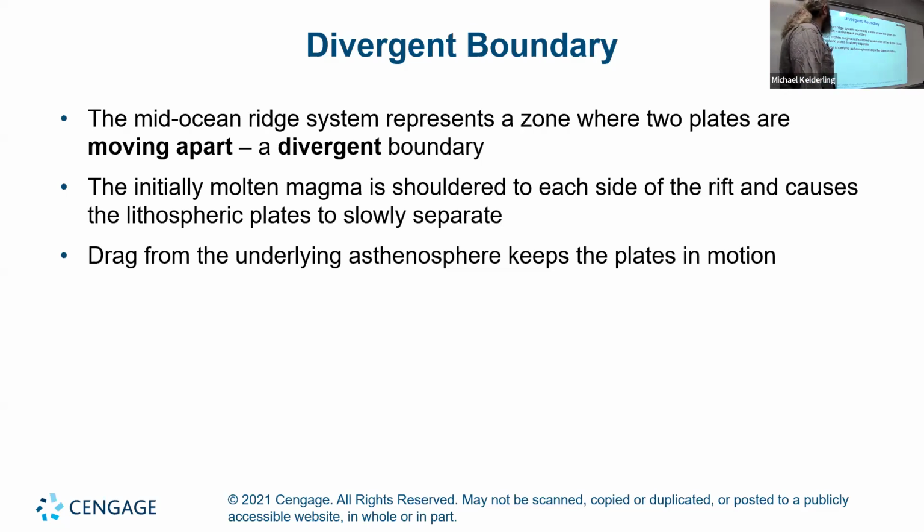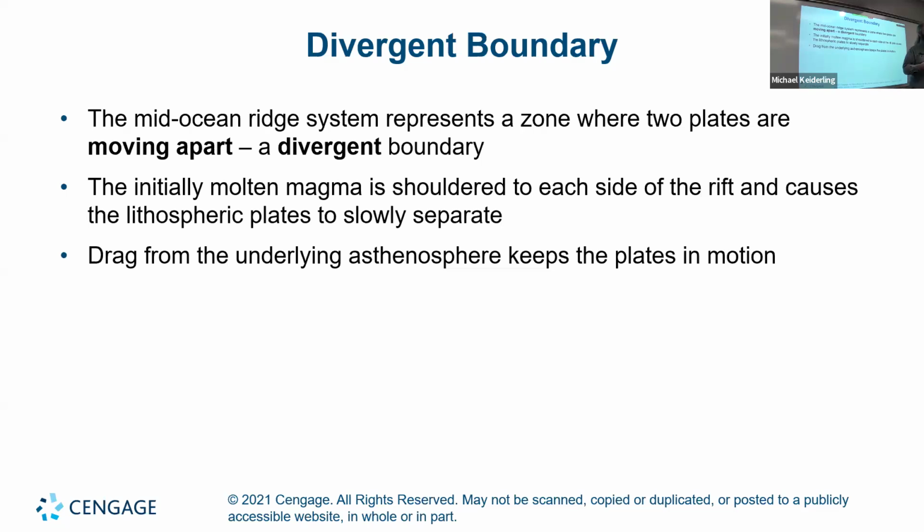What happens is initially molten magma gets shouldered up on either side of the rift, and that causes the lithospheric plates to slowly separate apart, and drag from the underlying lithosphere keeps those plates in motion. But along that mid-ocean ridge, there's constant volcanic activity because the crust is tearing apart and magma is coming up and turning into lava. Lava's coming out from the crack, basically. And that's making new seafloor.